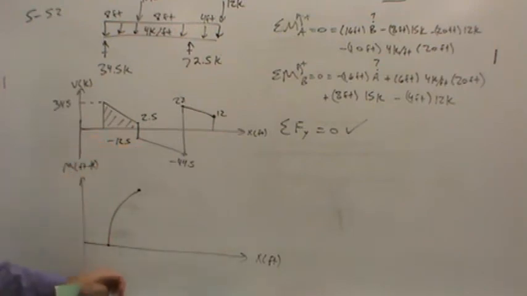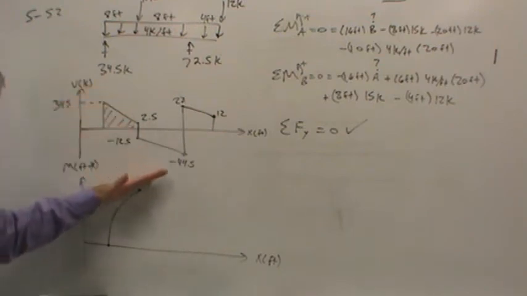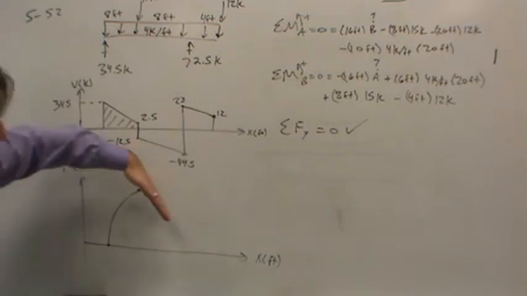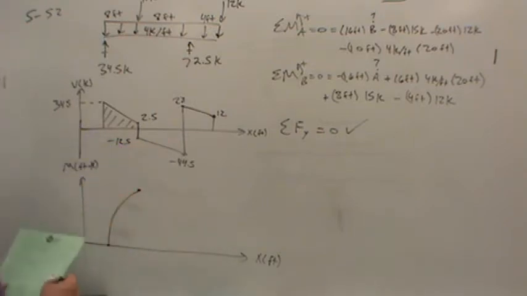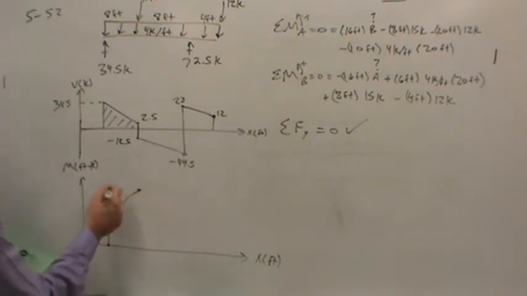Notice also that at this point, the shear is discontinuous. That means that the slope goes from a positive 2.5 suddenly to a negative 12.5. So there's a discontinuity here. It's not a smooth curve. And what is the value of this point? Well, it's just this area.